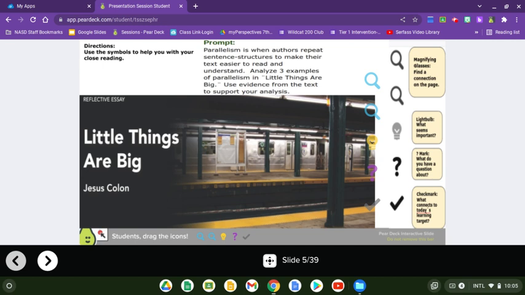Little Things Are Big by Jesus Colon. I don't see any connection, so I'm going to go with all pictures here. I noticed that this is most likely a subway. There's the subway schedule probably posted there. There's the subway itself. All right, why hasn't this train showed up? I really don't see anything besides the parallel lines here and here. All right, not too much there.